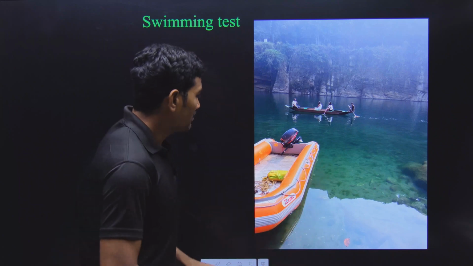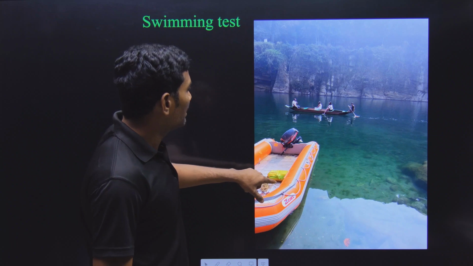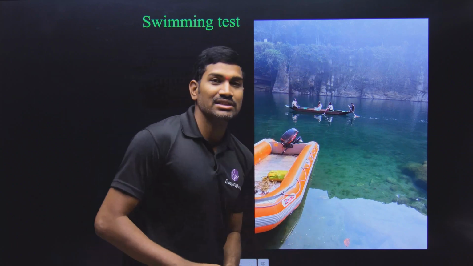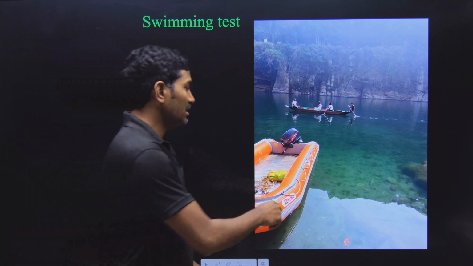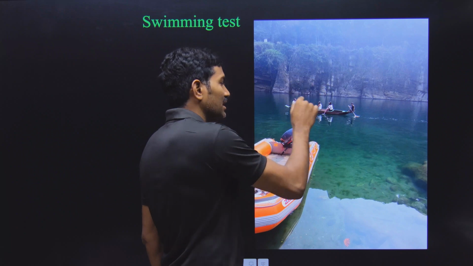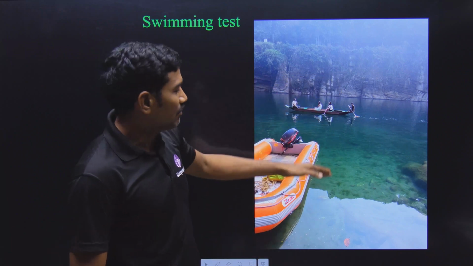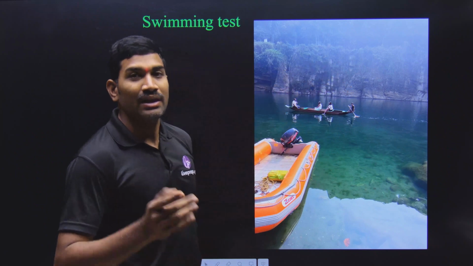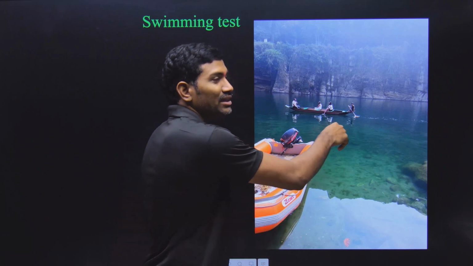Generally two instructors will keep this boat at more than half of the distance, approximately 60 to 70 meters. They will first go and stay there on the boat. On the boat, two instructors will be standing there approximately 60 to 70 meters away. And another instructor will be here in the middle.